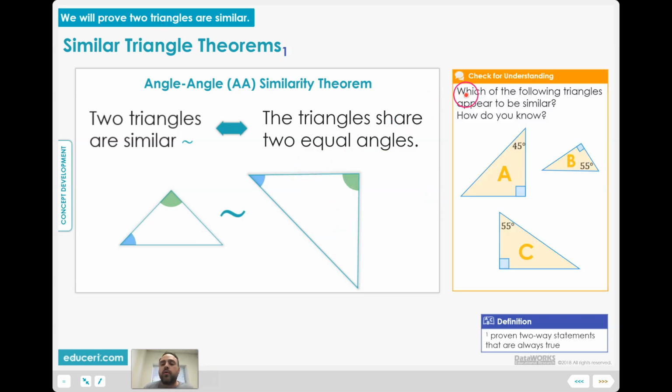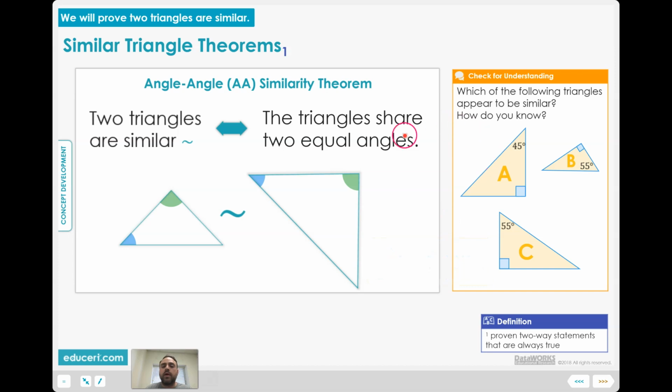So let's apply this to a question. Ready? Read. Which of the following triangles appear to be similar? How do you know? We have three triangles in our set, and we know the value of two angles are given because each one has a numeric shown angle, and we also know that they have a right angle, which of course stands for 90 degrees. So go ahead and think of your answer, and you can say triangles blank and blank are similar because, and then explain your reasoning. I'll give you one moment to think about what your answer will be.